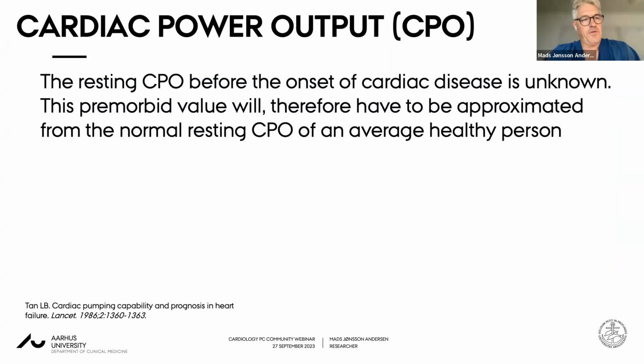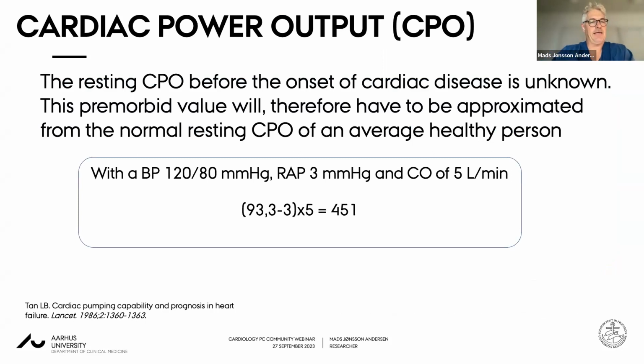So his big problem was that the resting cardiac power output before onset of cardiac disease is unknown. We don't know how the patients were doing before they got ill. So this premorbid value will therefore have to be approximated to the normal resting cardiac power output of an average healthy person. So what he did was take an average healthy person with a BP of 120/80, a right atrial pressure of 3, and a cardiac output of 5. And he actually calculated the cardiac power output of this imaginary person.